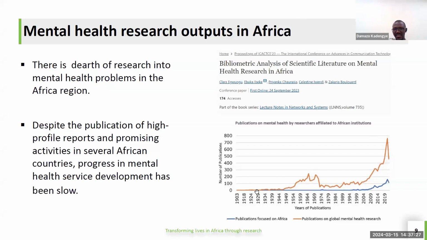And we can see the blue curve down there shows the number of publications that are focused on mental health and emanating from Africa. Very, very low, almost zero actually. Most of it is almost zero. Maybe less than 10 or less than 20, compared to the global number of publications, which have been increasing over time.